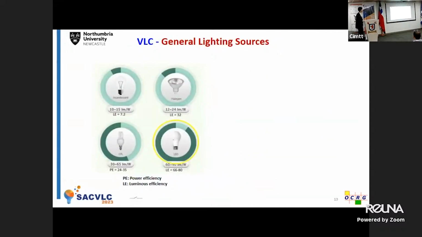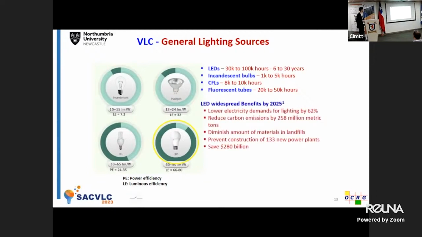I'll just move forward with this. I think these are more introductory. Again, for the LED, you can see it offers a high luminosity. You can see this is basically lifetime. It offers a much longer lifetime compared with the different types of light sources. You can see the concept of having LEDs providing low energy consumption, reduced carbon emissions, and being utilized more often in our day-to-day lighting systems.